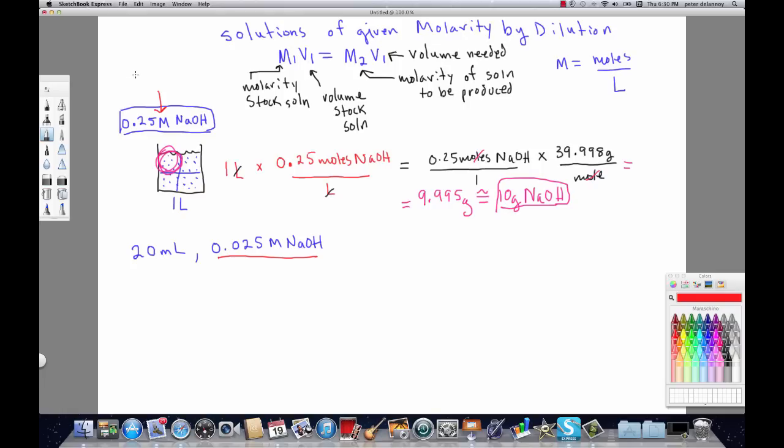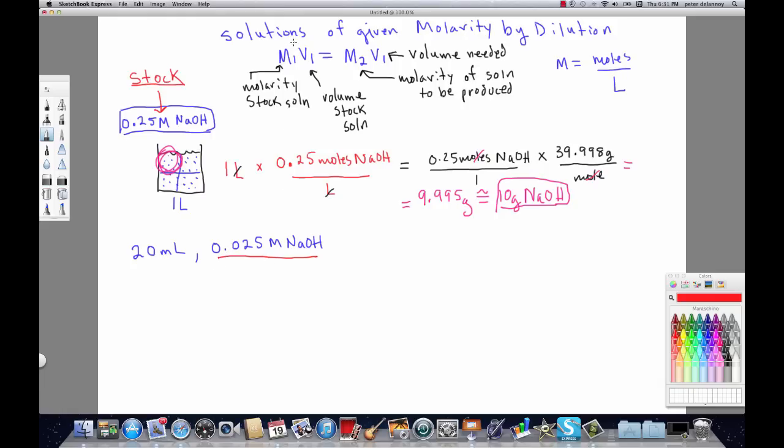Now, for simplicity, we're going to define our 0.25 molar solution as a stock solution. We're going to call this a stock solution, and usually a stock solution is the more concentrated version of the substance that we need, and we have that stored in the laboratory so that we can grab it at a moment's need in order to make other lesser concentrated solutions.